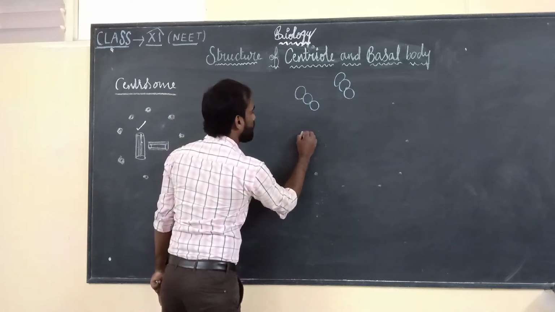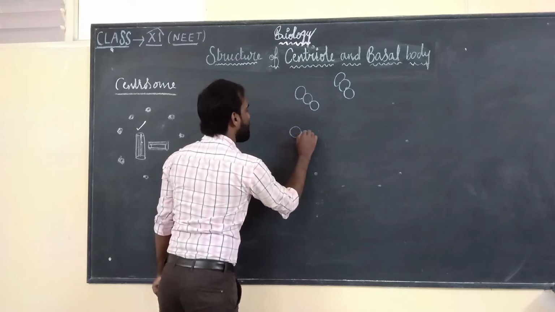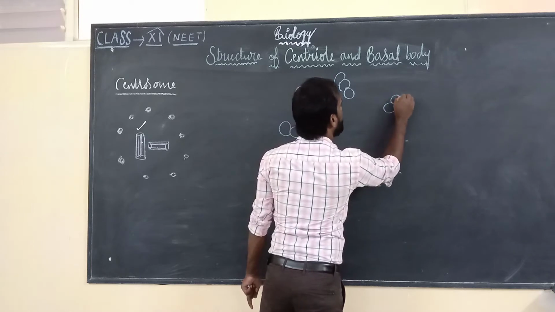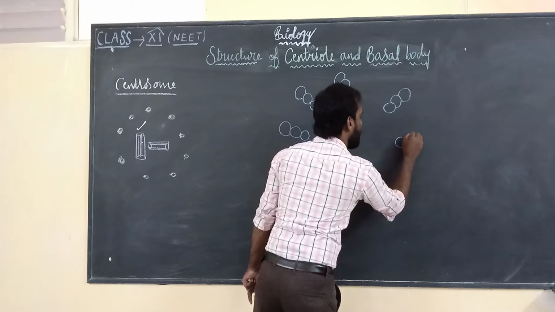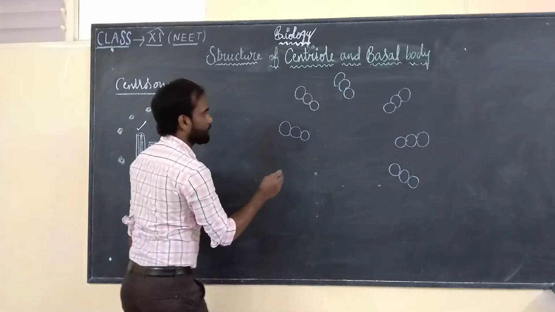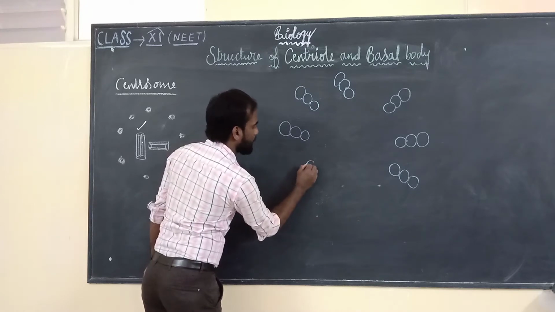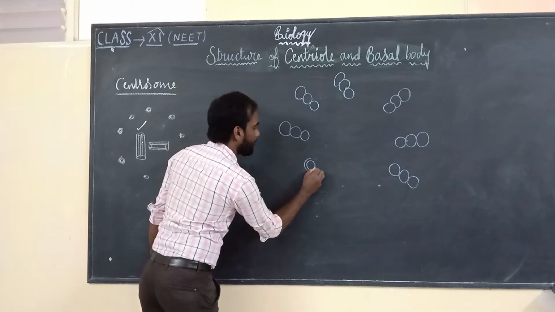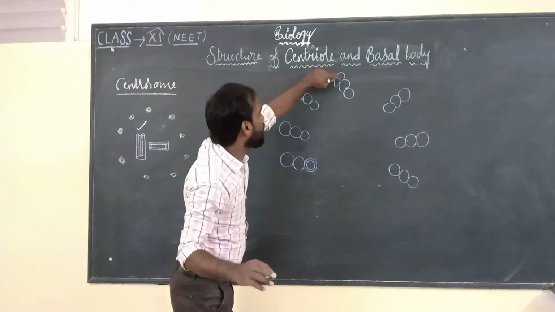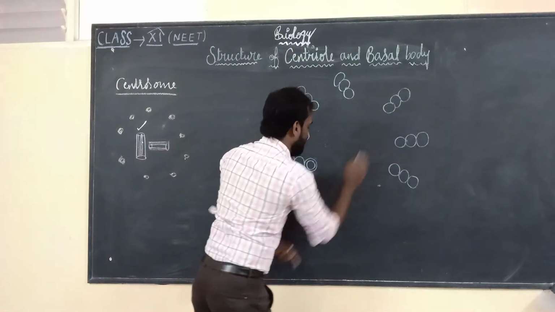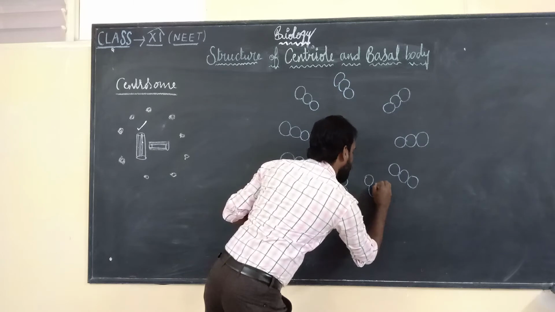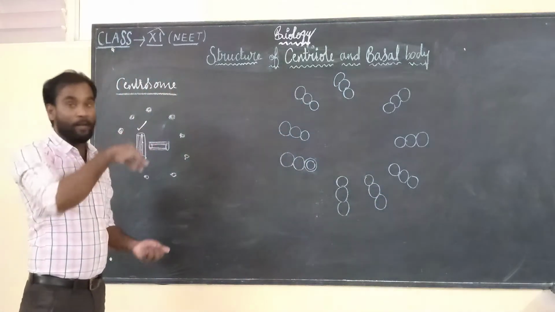Here also A, B, C. Here A, B, C. A, B, C. A, B, C. A, B, C. So how many are there like that? 9 must be there now. 1, 2, 3, 4, 5, 6, 7, 8, 9. Like this, 9 peripheral.